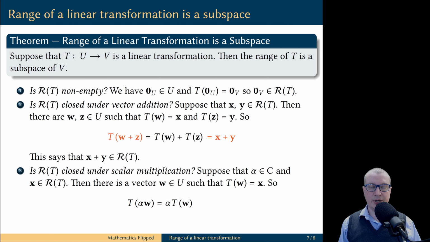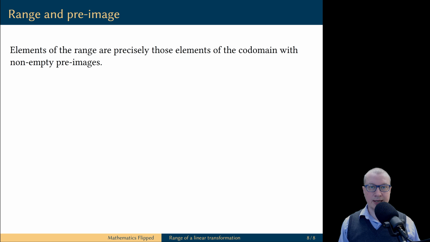T is a linear transformation, so it respects scalar multiplication. Also, t of w is the vector x, and this computation shows that the scalar multiple of the vector x by the scalar alpha is equal to one of the values of the linear transformation t, therefore this vector is a member of the range. This shows that the range is closed under scalar multiplication, and this completes the proof that the range is a subspace.